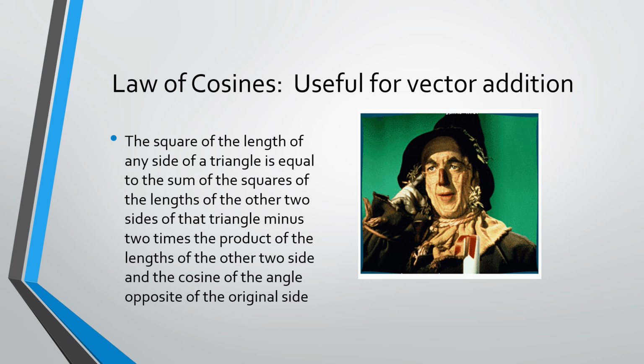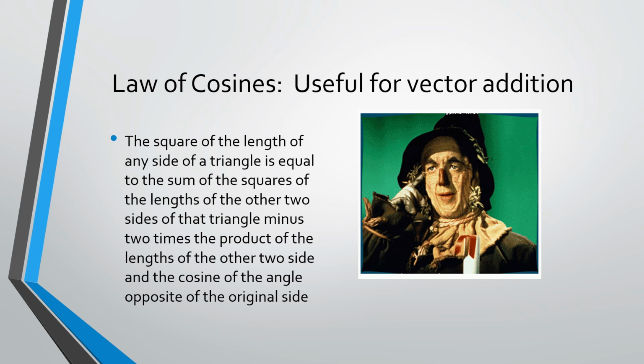So in order to do vector addition, you need to use the law of cosines. And the law of cosines, I will only say this because it's part of the joke, is the square of the length of any side of a triangle is equal to the sum of the squares of the lengths of the other two sides of that triangle minus 2 times the product of the lengths of the other two sides and the cosine of the angle opposite of the original side.